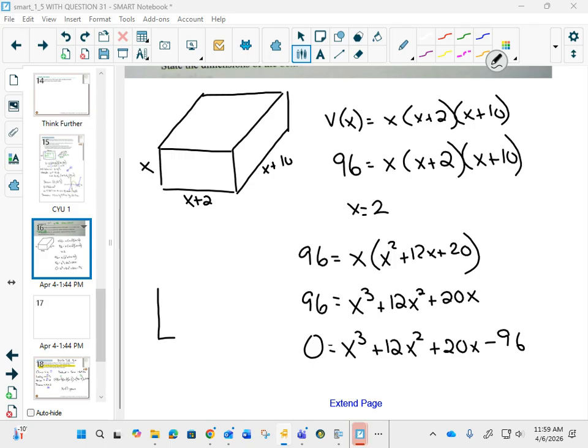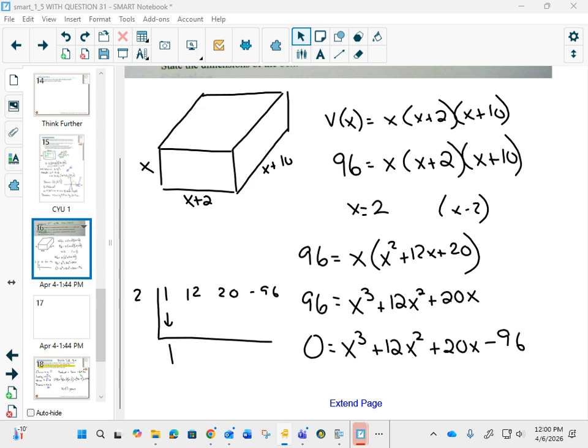And the nice thing is, because we guessed and checked, we already know that 2 is the right answer, which means that x minus 2 would be a factor, which means in synthetic division, I could put a 2 outside, bring the 1 down. Oh, we'll have to continue this tomorrow.